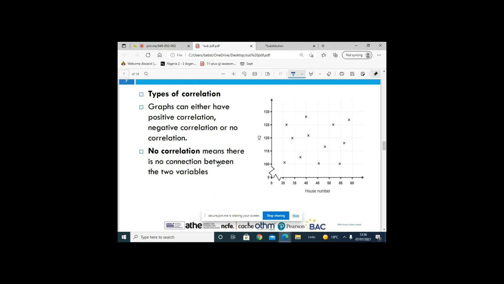When there's no correlation at all, there is no connection between the two data. When there's no connection between the two variables, they call it no correlation, because it's just scattered everywhere. There's no similarity, no connection between the two of them.